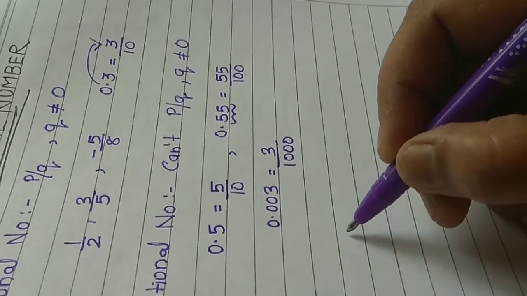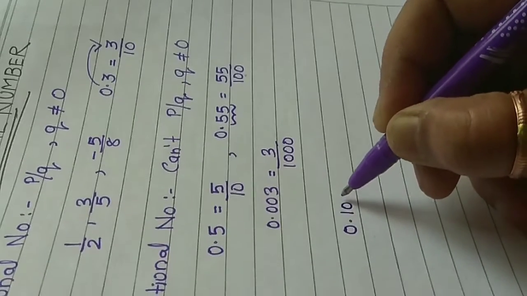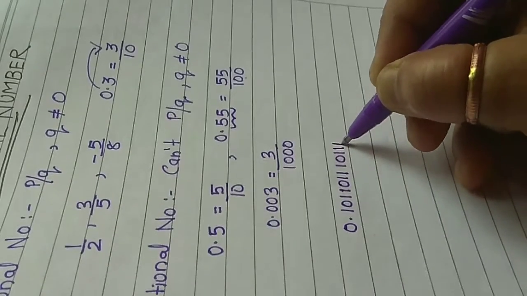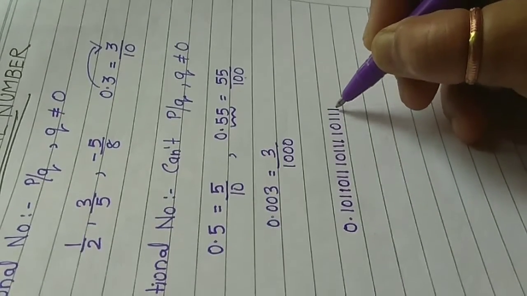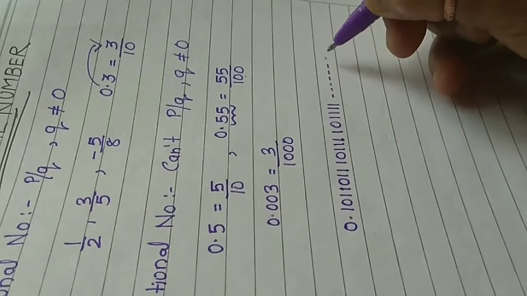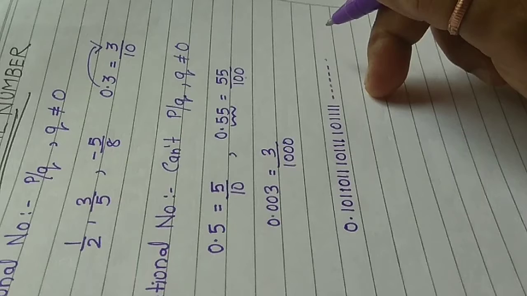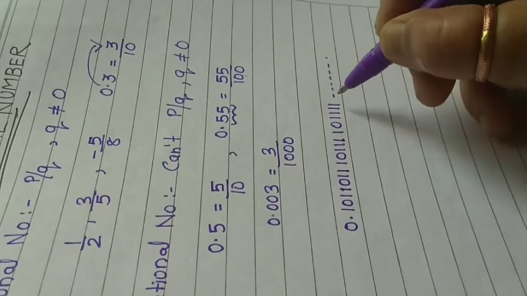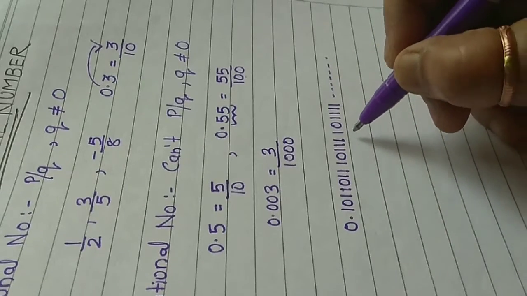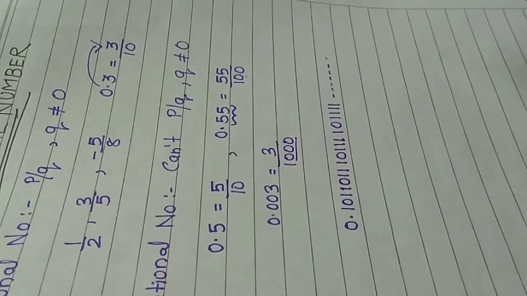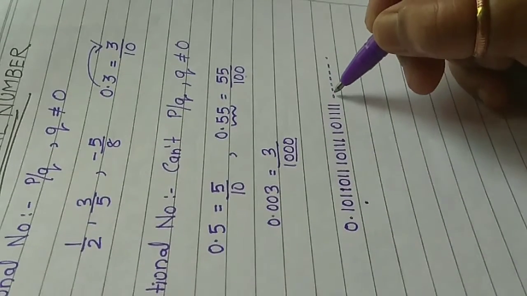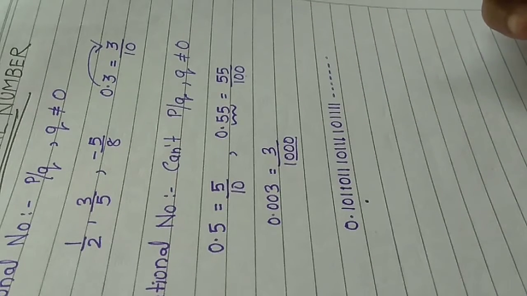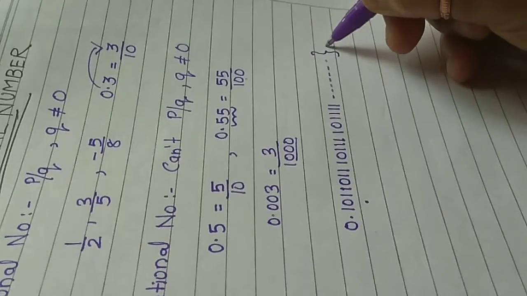But now check this. 0.101, 1011, 10111, 10111, 1, like this it is going. Then how do I convert this into p by q form? Because after decimal we should know the limit of the numbers, how many numbers are there after decimal, so that we can put the zeros here. But in this question you can see that it is not terminating. That means it is going like this, so we cannot convert it into p by q form. So this number is an irrational number.